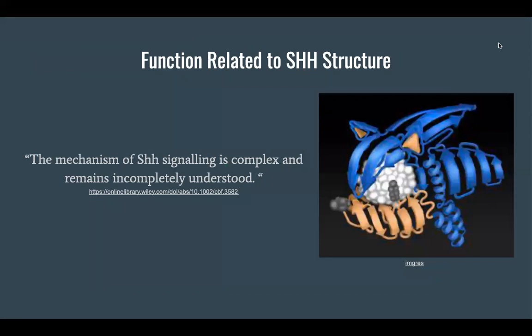And the function related to the structure, as of right now, researchers haven't figured out how the structure of the SHH protein relates to its function. I was reading a 2020 article that stated the mechanism of SHH signaling is complex and remains incompletely understood. So hopefully in the future we'll have an explanation of how the structure relates to its function, because it is very important in our development.